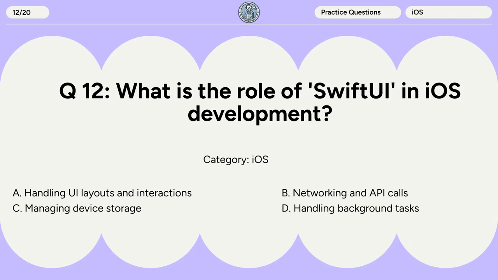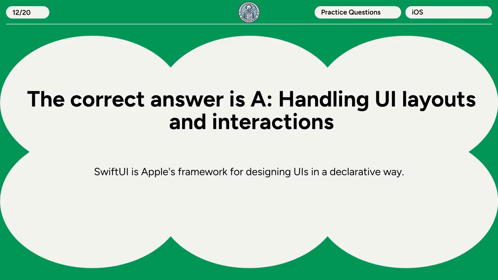Question 12. What is the role of SwiftUI in iOS development? A. Handling UI layouts and interactions. B. Networking and API calls. C. Managing device storage. D. Handling background tasks. The correct answer is A. Handling UI layouts and interactions. SwiftUI is Apple's framework for designing UIs in a declarative way.